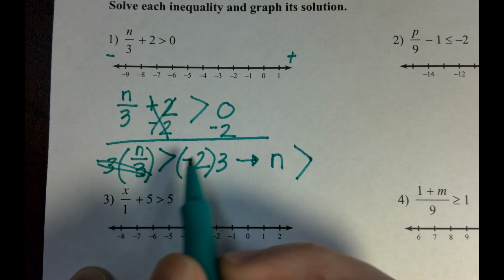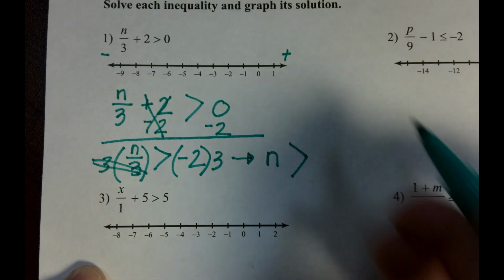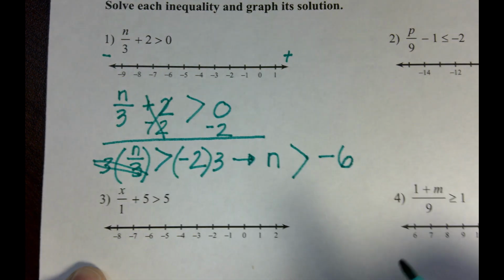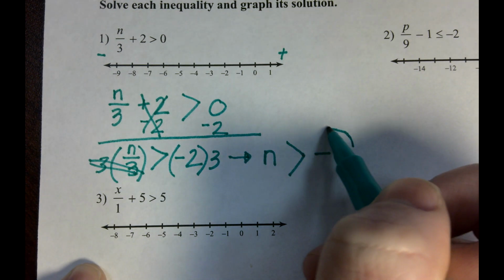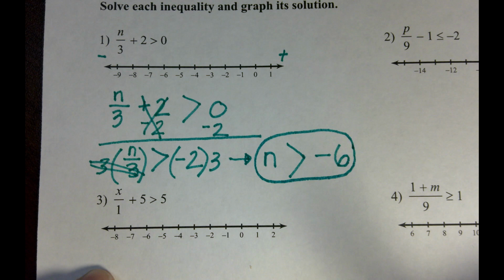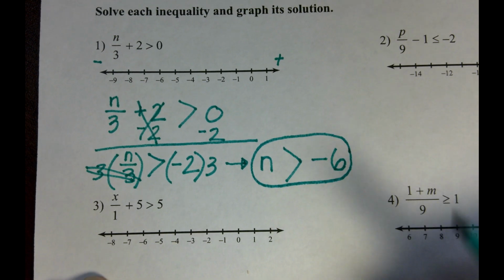What's negative 2 times 3? Good, negative 6. So that's our answer for number 1. We're going to circle it. If n is greater than negative 6.